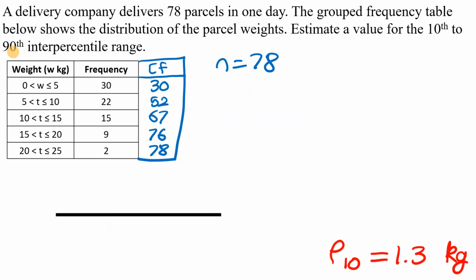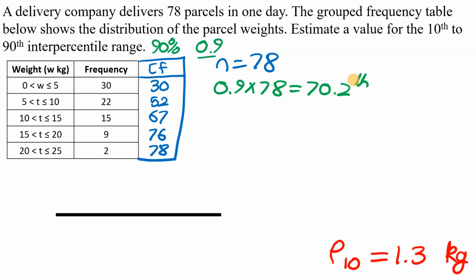Okay, so now we need to find the 90th percentile. So this is 90%, or 0.9. So this is what we're going to multiply n by. So it's 0.9 multiplied by 78, which if we put this into our calculator is equal to 70.2. So this is the value that we're trying to find. So if we look at the cumulative frequencies, these are the first 30 data points, these are the first 52, these are the first 67, and these are the first 76, and we're trying to find 70.2. So it's going to be in this interval here between 15 and 20.